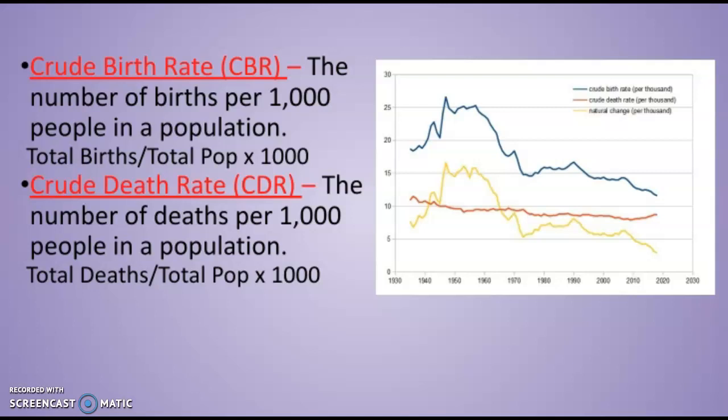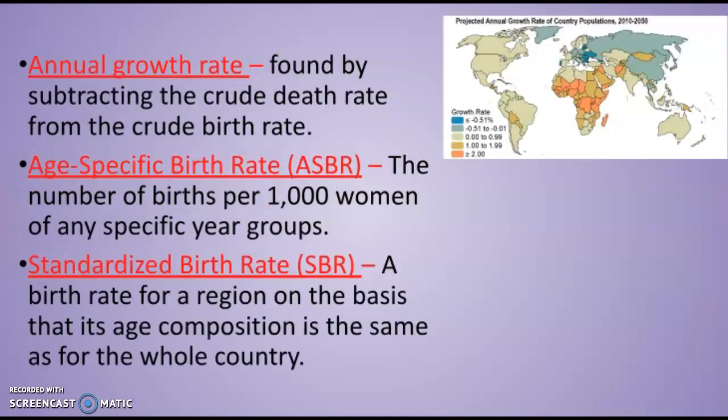But they can be a little misleading because if you have a high crude death rate, it may be because you have a large elderly population, a lot of old people in your country, so you're going to expect to see a greater death rate. And similarly, if you have a crude birth rate, it could be because you have a really young population in the country, and so you would expect to see perhaps a higher crude birth rate.